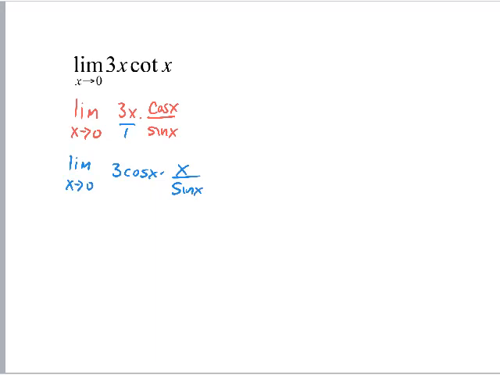And hopefully you can see right here that these I can group together and pull out. So if I take my time to write 2 separate limits, oops, I did that again. Now we have the limit as x approaches 0 of 3 cosine x times the limit as x approaches 0 of x over sine x. Let's see what we can do now.